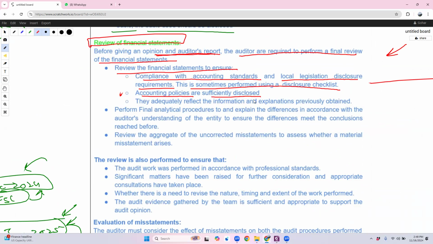Now, if you remember correctly, when I was showing you financial statements, I showed you there are 2 or 3 pages after the financial statements in which you have to disclose the accounting policies. These are not the disclosure notes, these are the accounting policies. Let me show it to you.